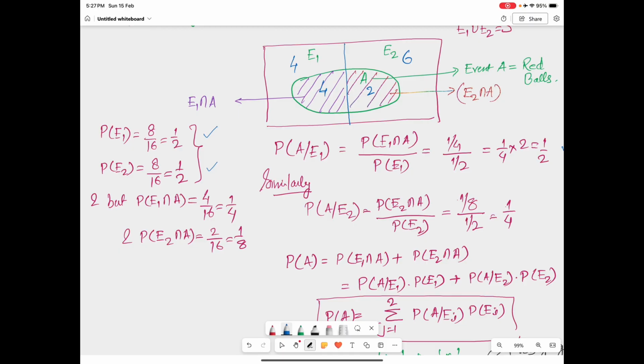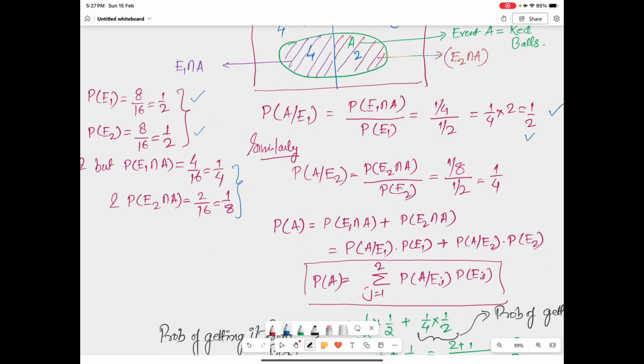So I can find out the probability of getting a red ball from bag 1, which is P(E1 ∩ A) divided by P(E1). So 1/4 divided by 1/2, which is 1/4 into 2, so 1/2 is the probability. Similarly, the probability of getting a red ball from the second bag is P(E2 ∩ A). I have separately calculated all the probabilities with the ease of the Venn diagram so that you understand it easily. So it is 1/8 divided by 1/2, which is 1/4.